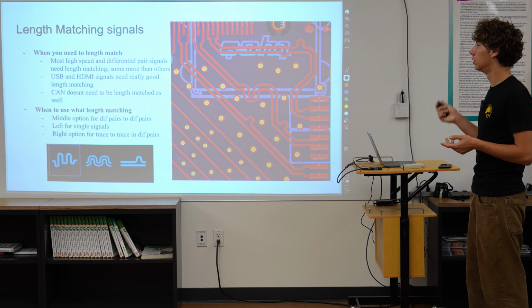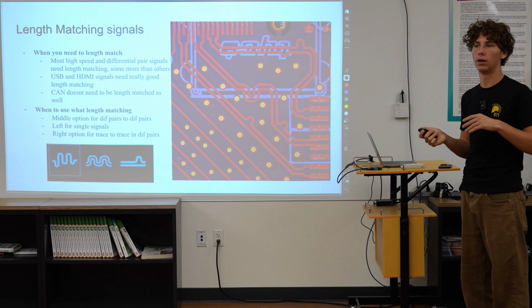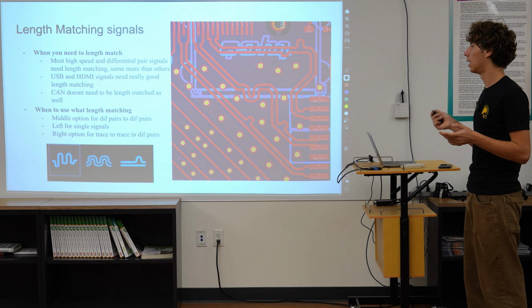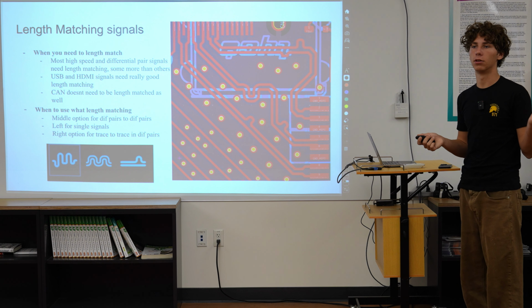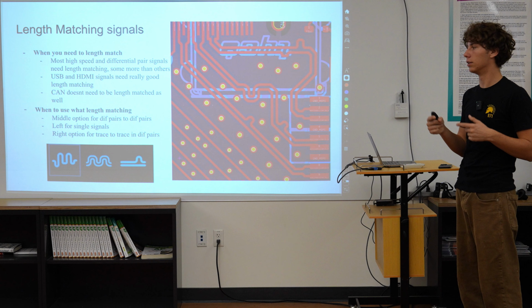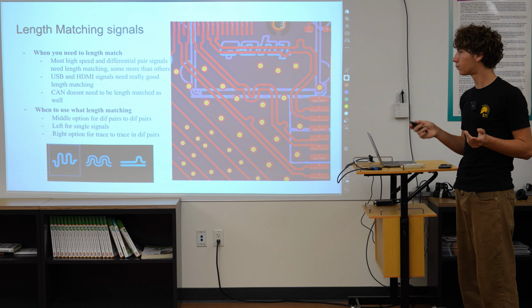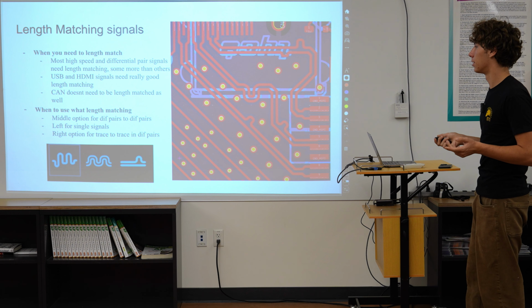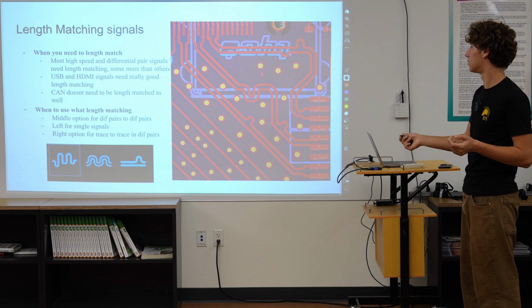And then USB and HDMI signals need really, really good length matching, especially if you're running them at a higher baud rate. And then CAN doesn't need to be length matched as well. It is a differential signal, but as you can see on the robot, not all of the CAN wires are the same length, and it still works out because it's just a little bit slower. So when to use length matching. So the middle option is for differential pairs, so that's going to give you something like this.